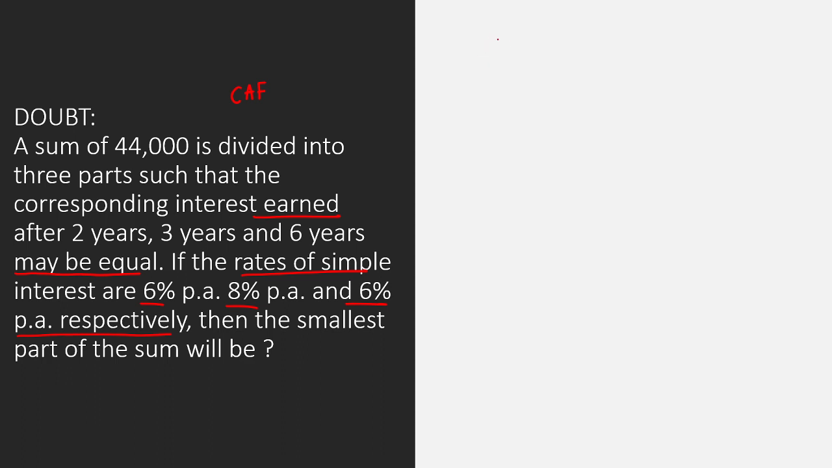The first thing that you need to do is write the years that you have. For example, let the amounts be A, B, C. The first amount is invested for 2 years, this is for 3 years, this is for 6 years, and this at the rate of what? At what rate? This is for 6% rate, this is at 8% rate, and this is at 6% rate.